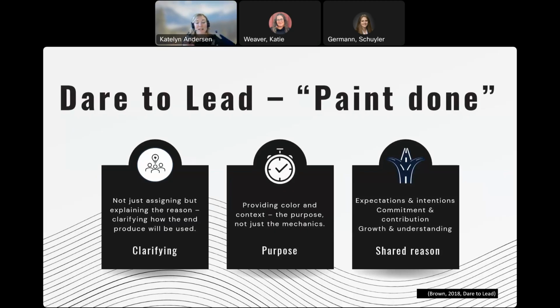She provides that color and context by making sure that we talk about the purpose and not just the mechanics. What is this project going to end up doing? What are the impacts that we're hoping to achieve? And finally, we share that reason, the expectations and intentions, the commitment and contributions, as well as that growth and understanding.